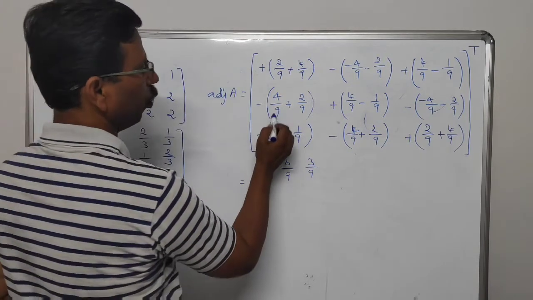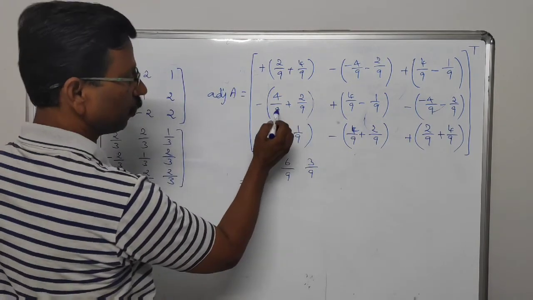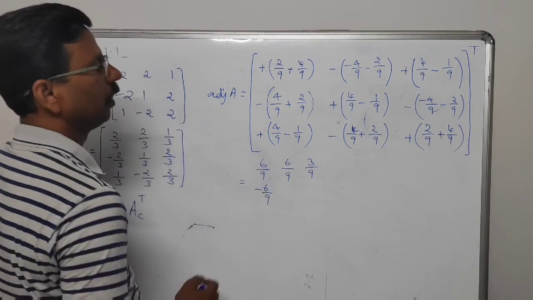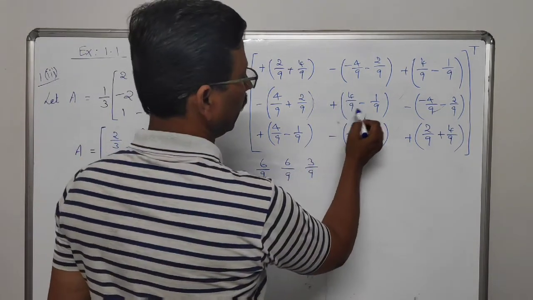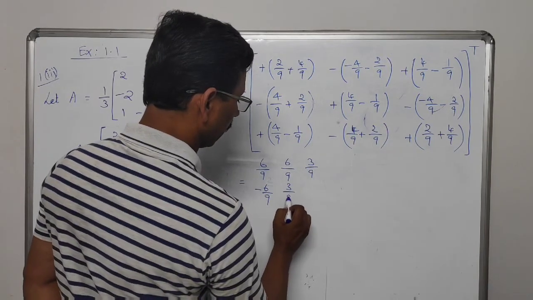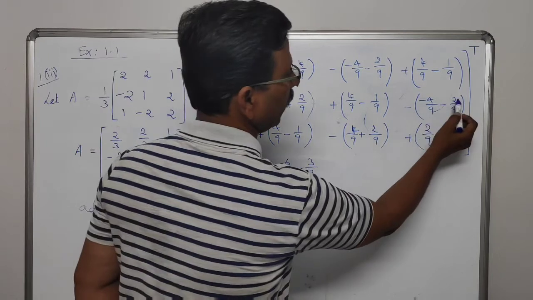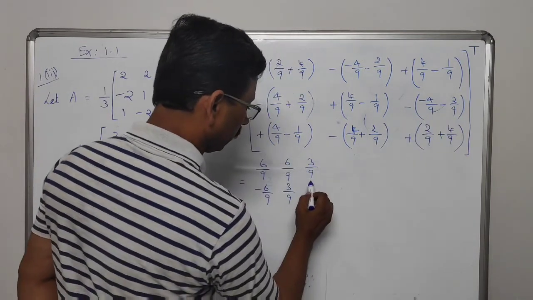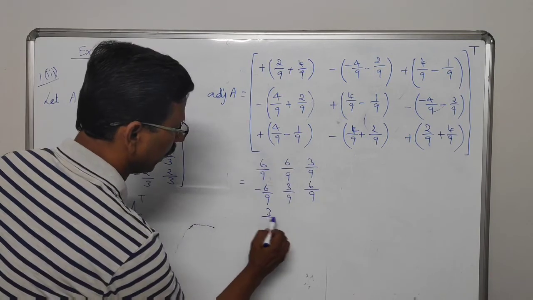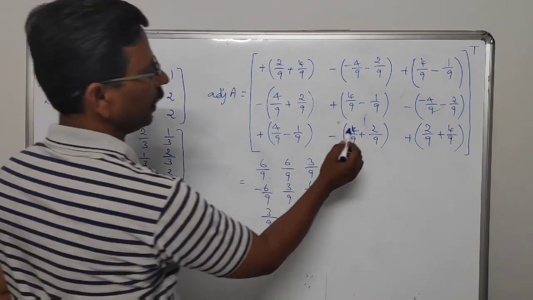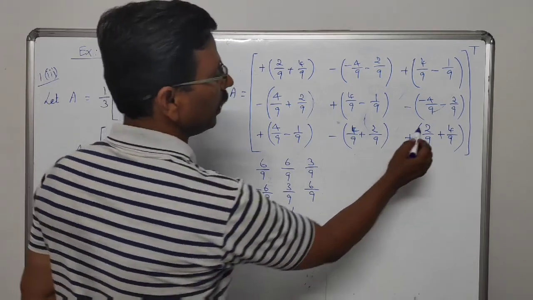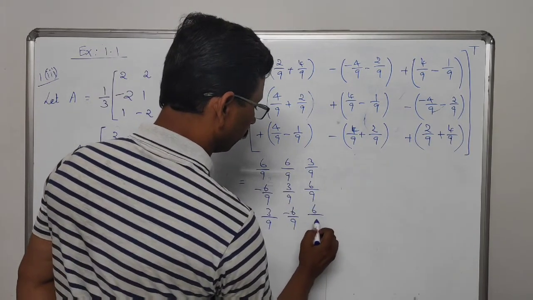Then here 4 by 9 plus 2 by 9 equal to 6 by 9. Since I have minus, you can write minus 6 by 9. Now this one 4 by 9 minus 1 by 9 is 3 by 9, plus 3 here. Therefore you can write 3 by 9. The last one is minus 6 by 9, minus of minus plus 6 by 9. Next we can go for 3 by 9. Then here 6 by 9, we have minus 6 by 9. Then here again 6 by 9.